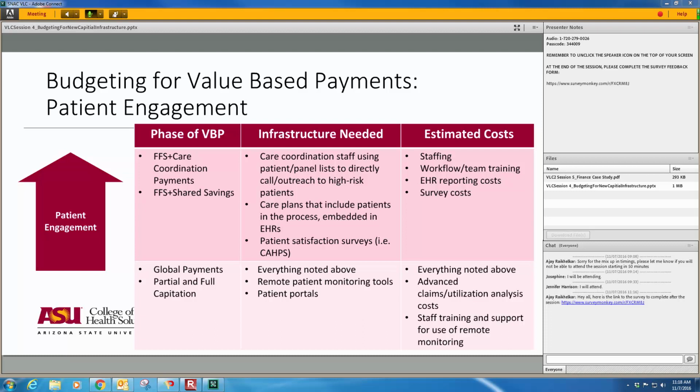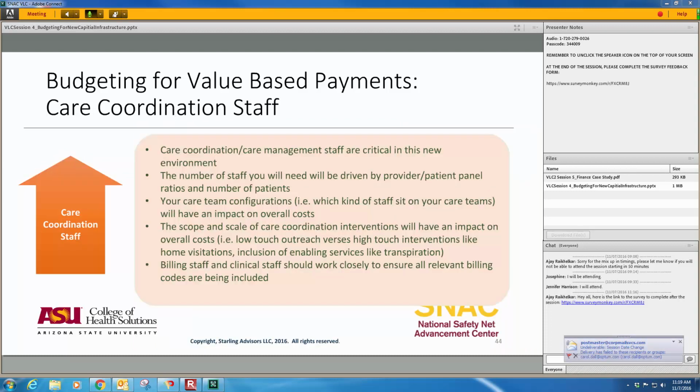Once you get into global payments and the capitation models, you need to look at how you use technology differently in order to engage those patients. And again, I think some of you are already piloting things like remote monitoring and patient portals, but those are definitely infrastructure tools that a lot of groups are using. And then in addition, really being able to drill into those utilization reports to understand who those patients are and how that's going to impact our outreach and engagement strategies for them.